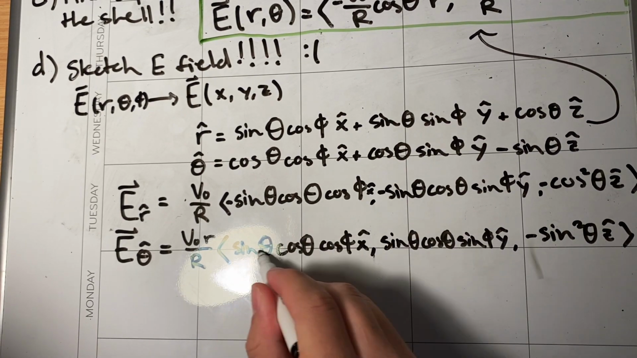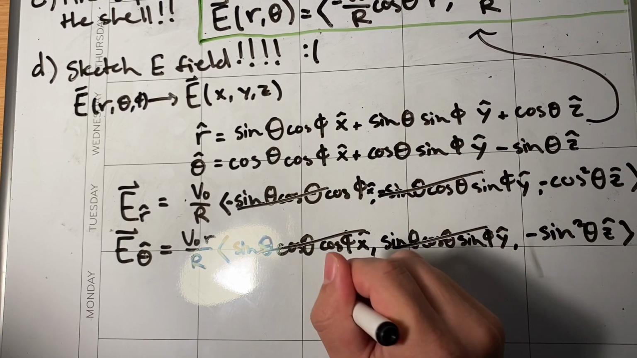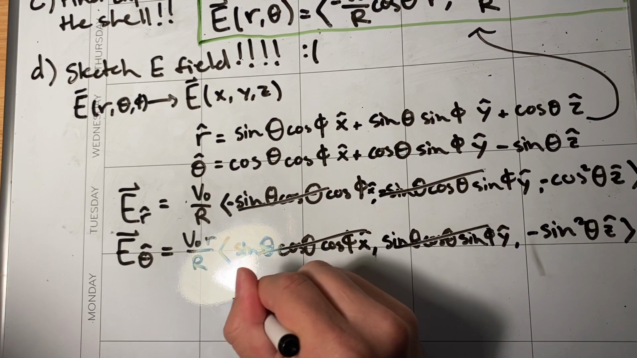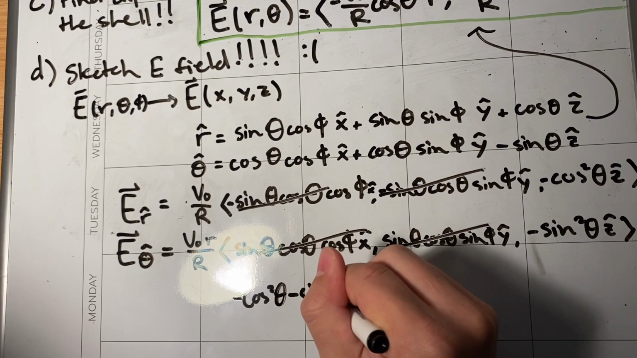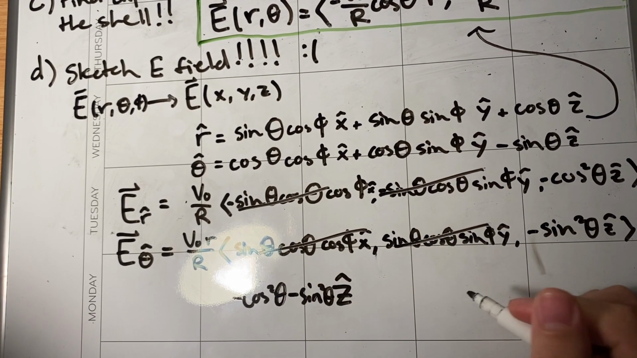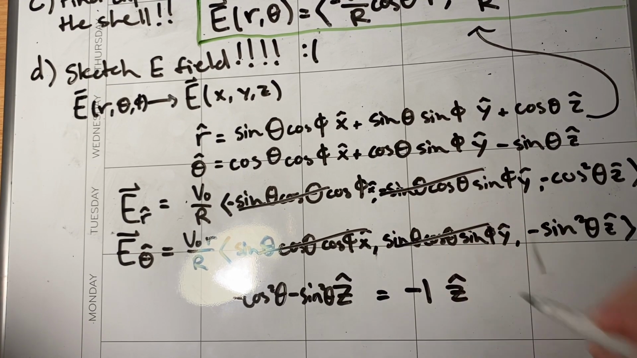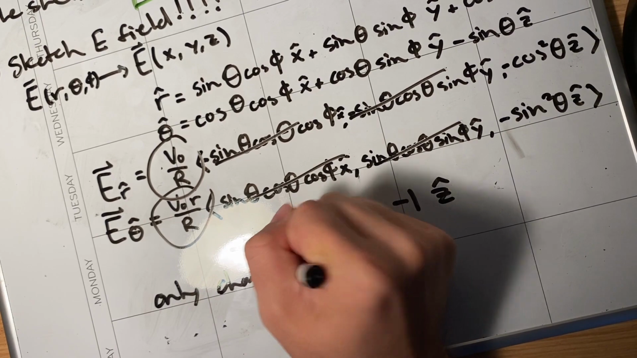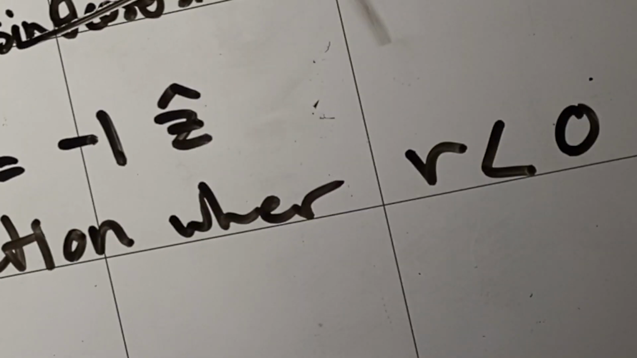So to solve for the E field, we need to get it in Cartesian coordinates. We have what r hat is equal to and theta hat is equal to, so we plug them in. The x and y components cancel with each other, and in the z hat direction, we get negative cosine squared theta minus sine squared theta, which is equal to negative 1. So our E field is only going to be z dependent.